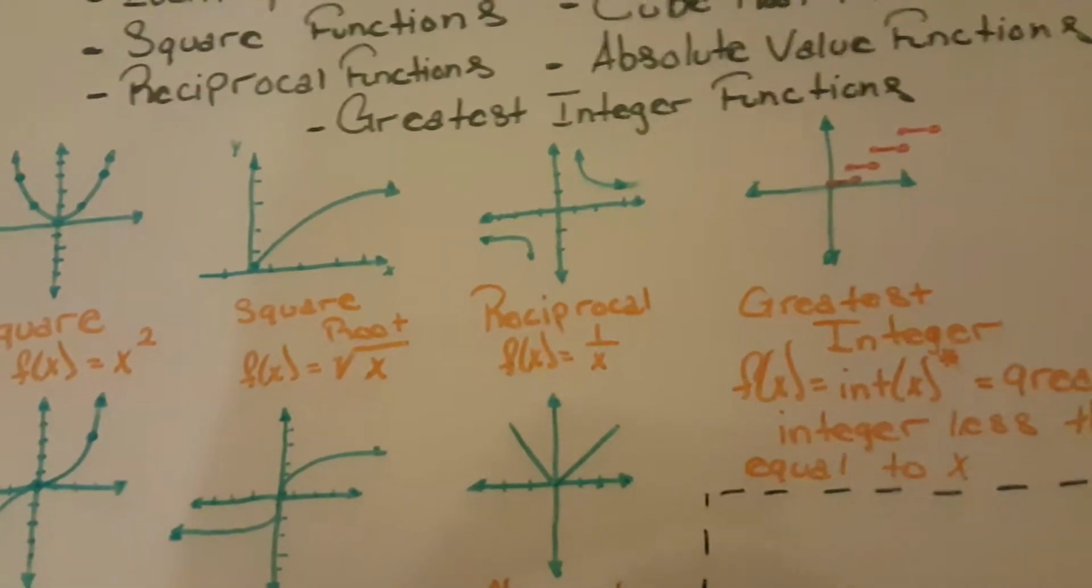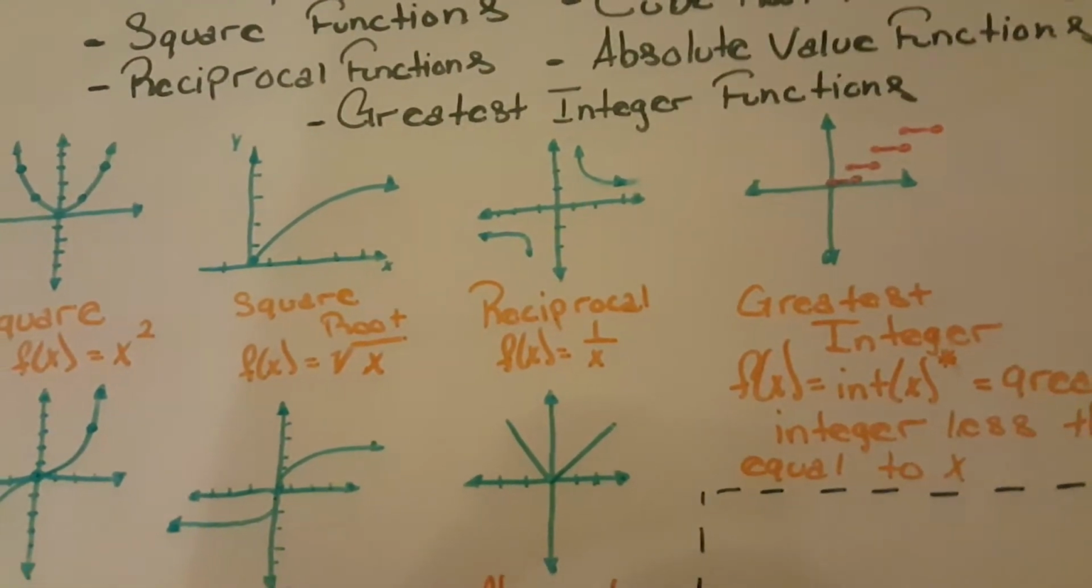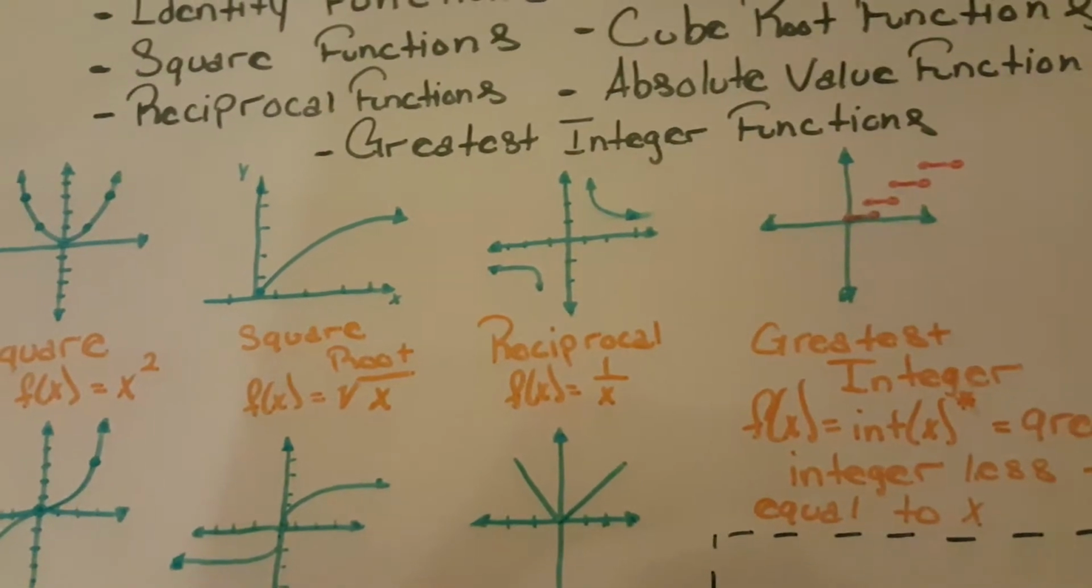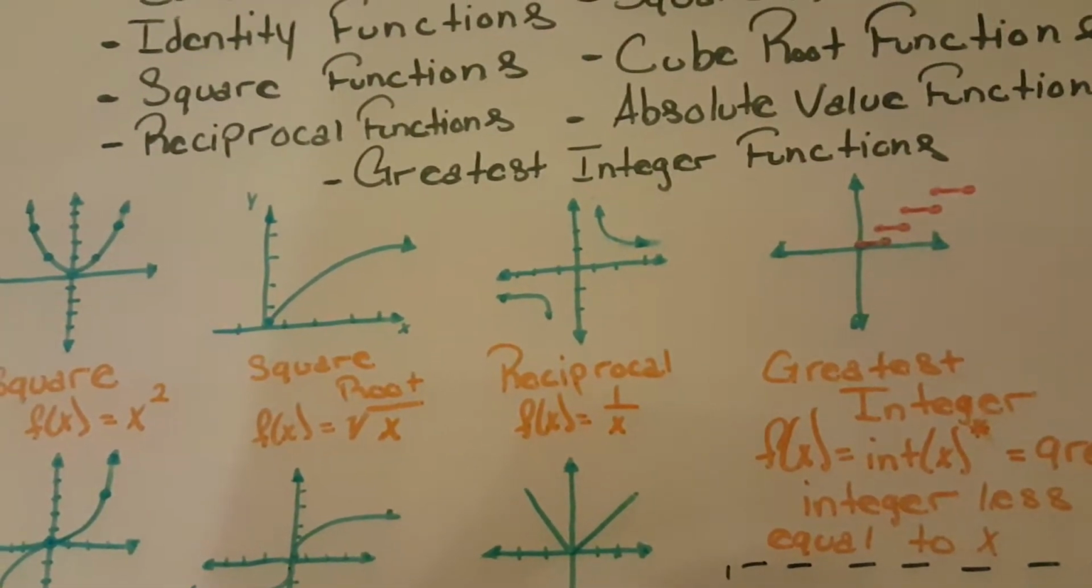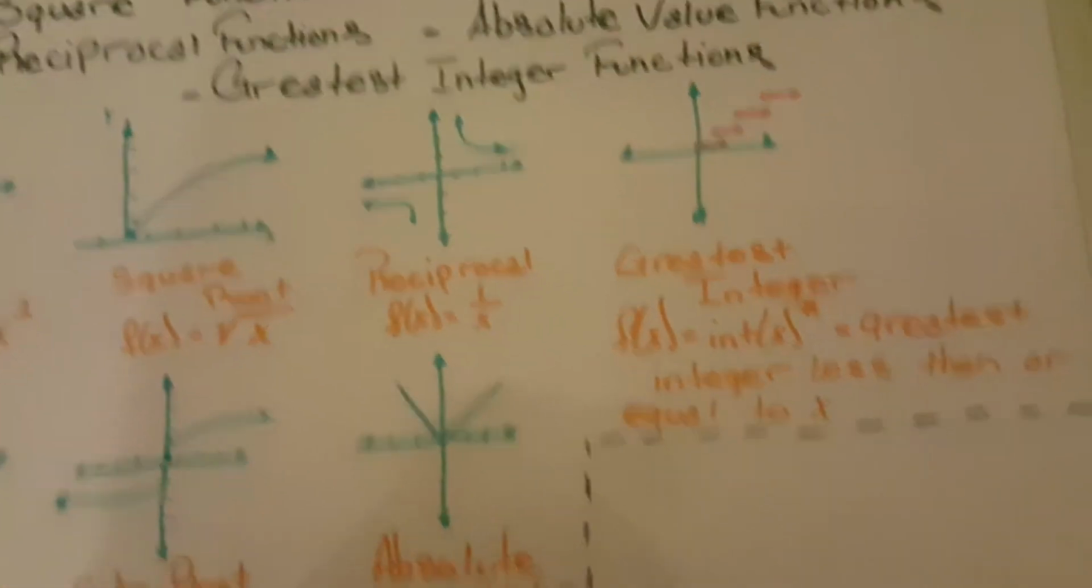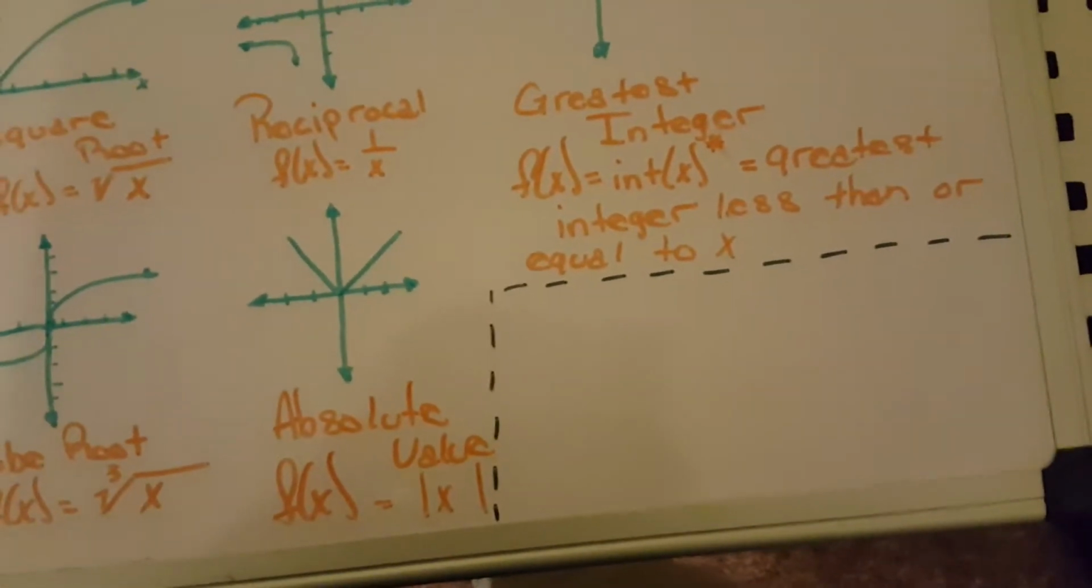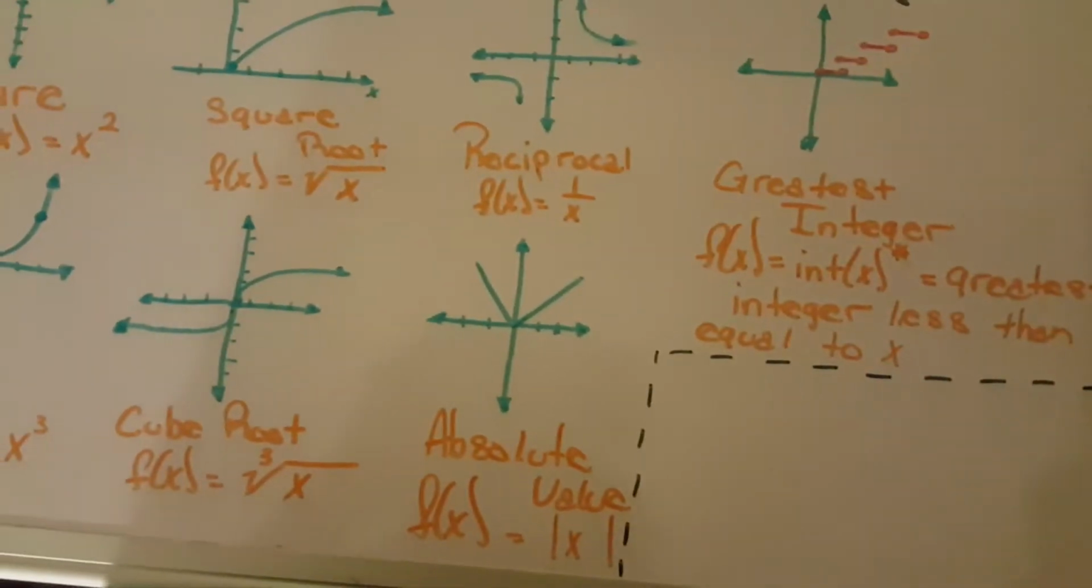Reciprocal function. The domain and the range of the reciprocal function are the set of all non-zero real numbers. The graph has no intercepts. The reciprocal function is decreasing on the intervals negative infinity, 0, and 0, positive infinity, and it is an odd function, okay?